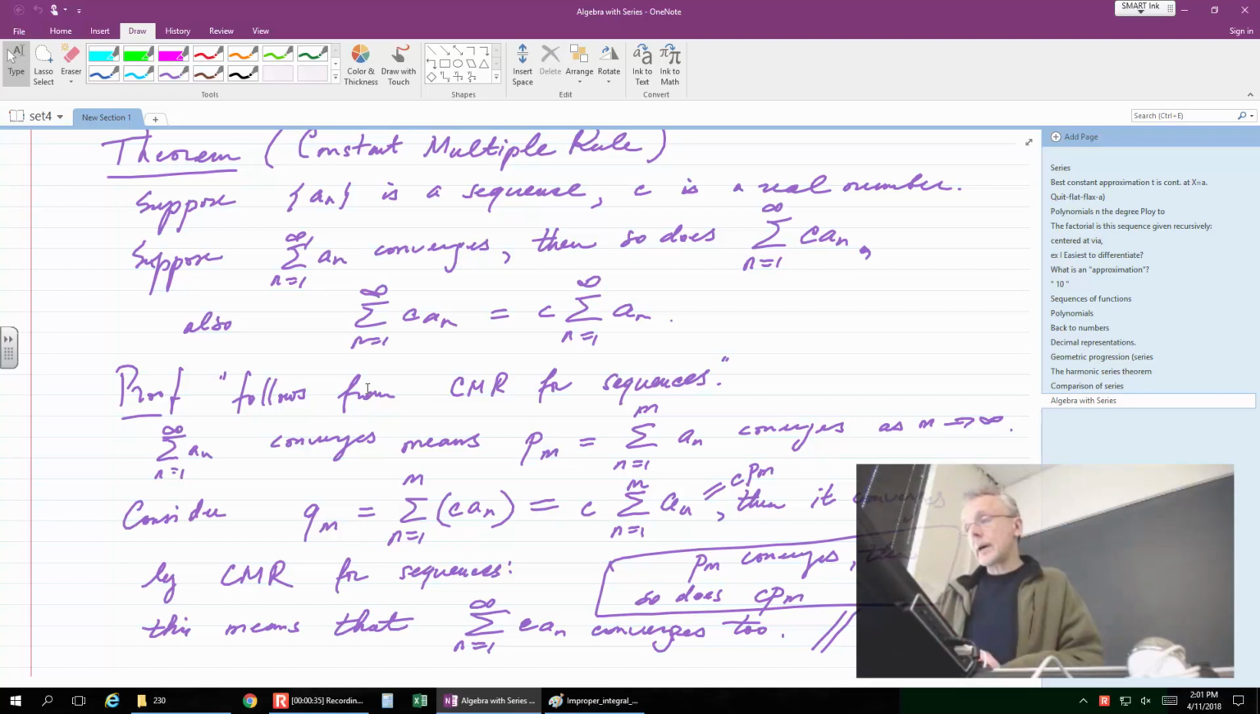So if we have a sequence and a real number, and that sequence forms a series, and if that series converges, then the series of multiples C, A_n also converges. Beyond that, they are related by an obvious relation, as if that multiple coefficient is taken out of the summation sign, even though there are infinitely many terms, and placed in front of it. Okay, so that's the constant multiple idea.